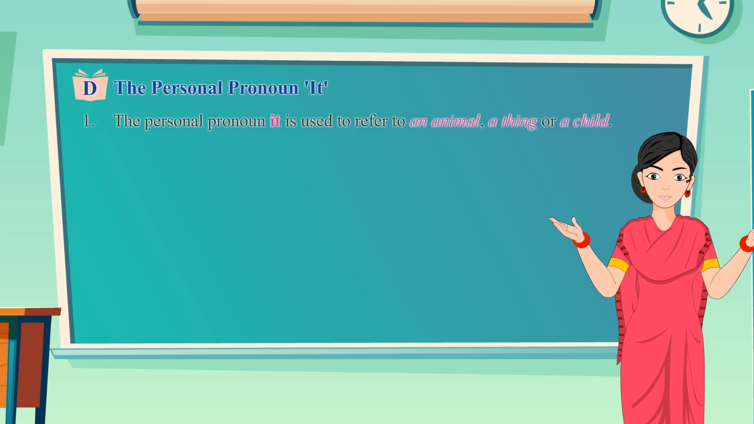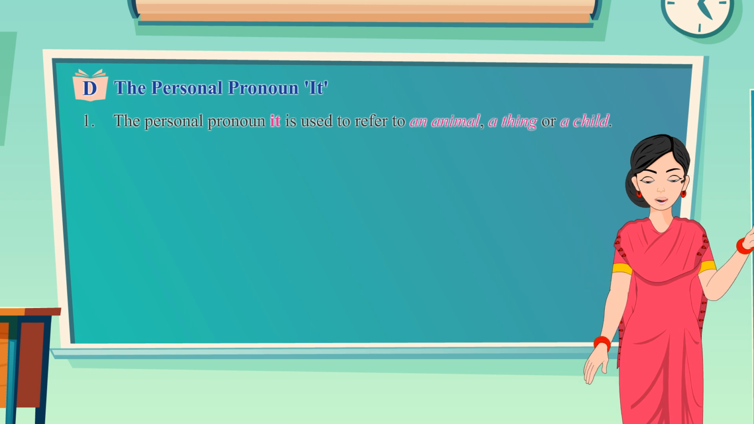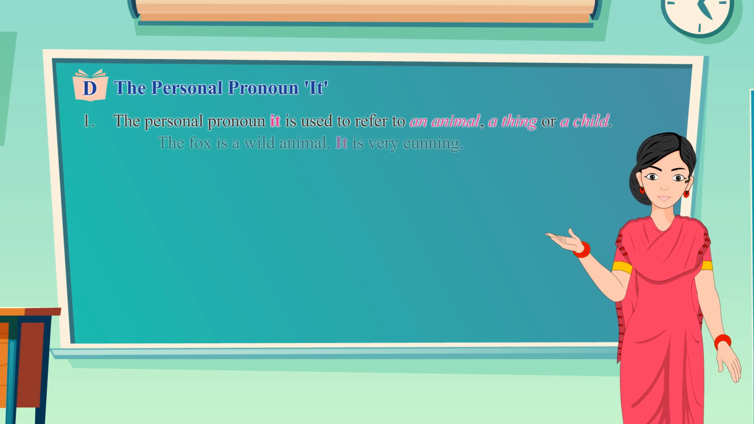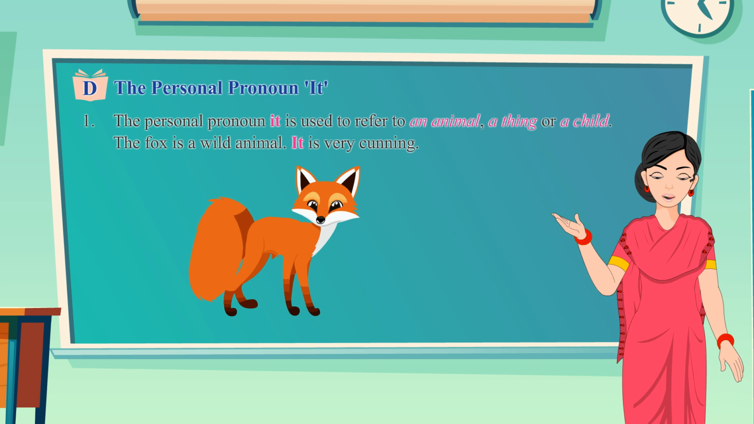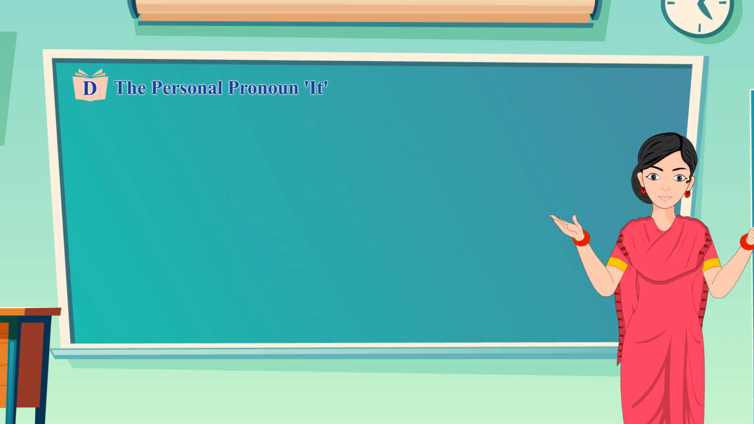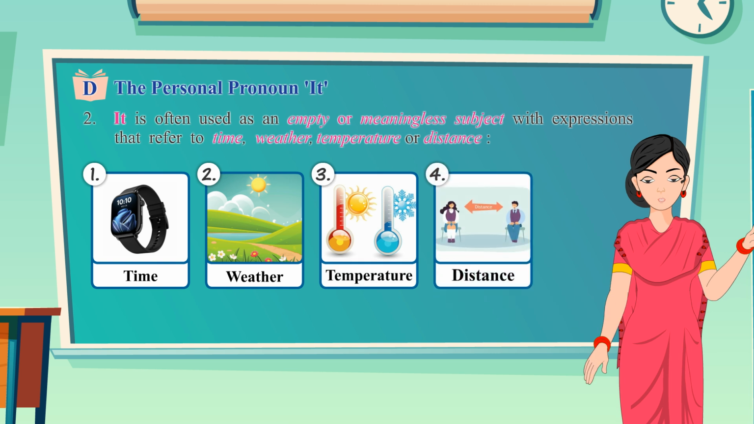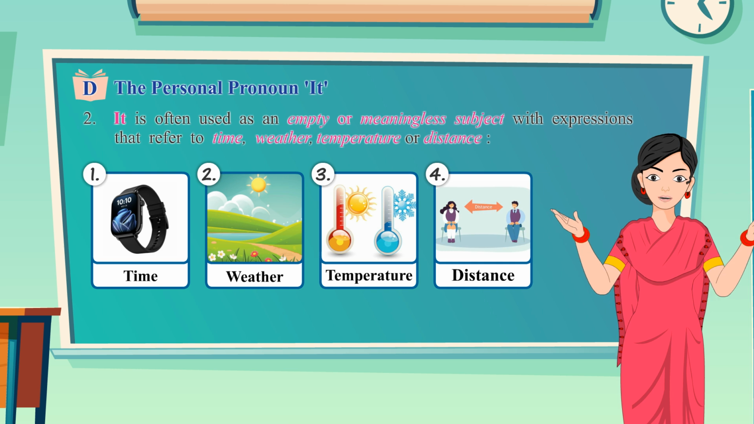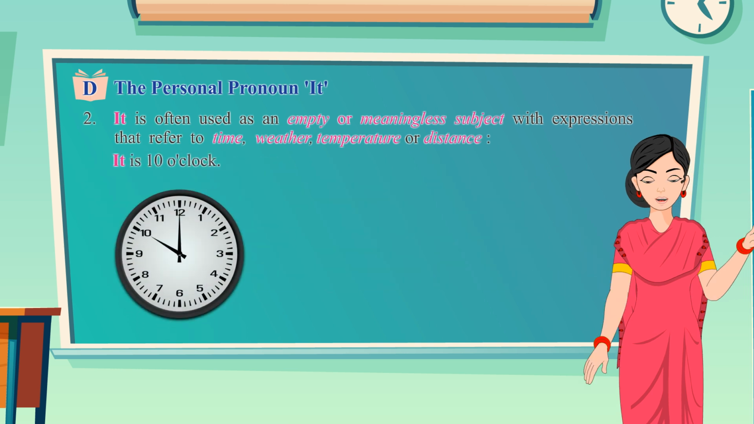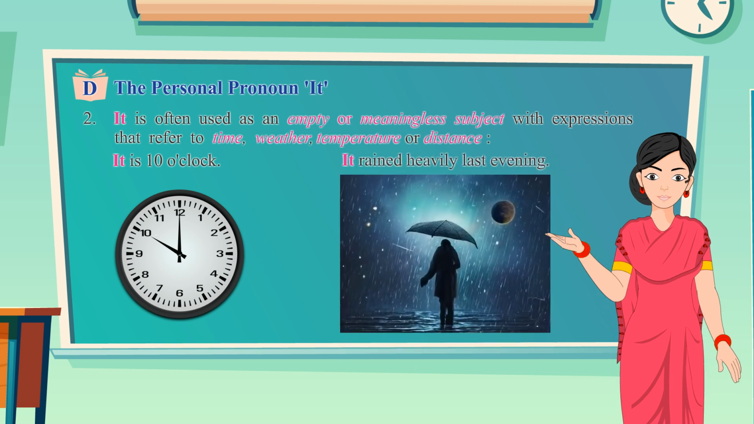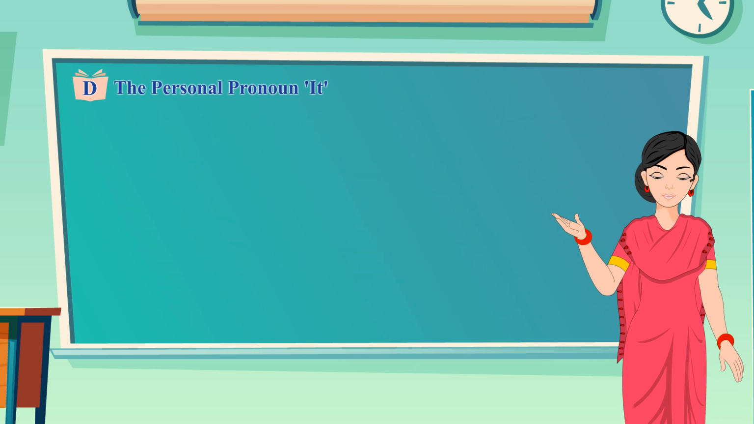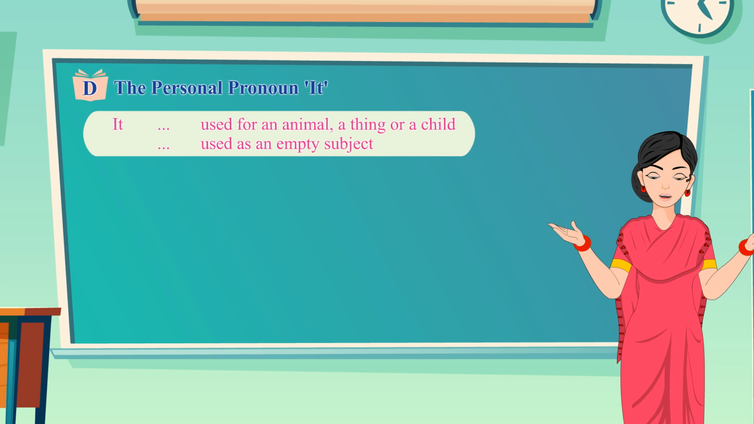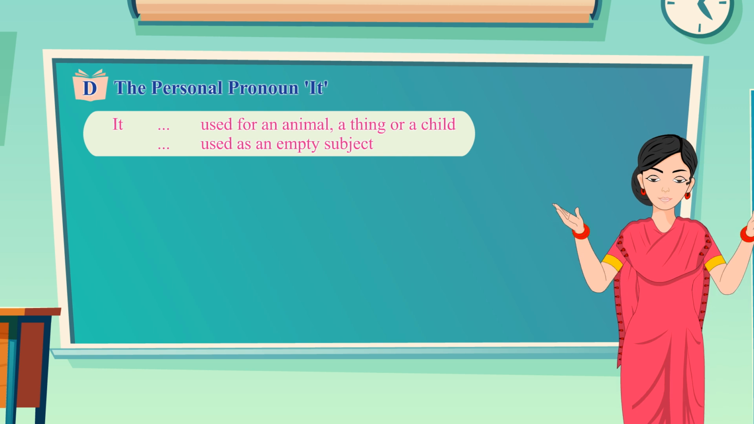The personal pronoun it. 1. The personal pronoun it is used to refer to an animal, a thing or a child. The fox is a wild animal, it is very cunning. 2. It is often used as an empty or meaningless subject, with expressions that refer to time, weather, temperature, or distance. It is 10 o'clock. It rained heavily last evening. It used for an animal, a thing, or a child; used as an empty subject.